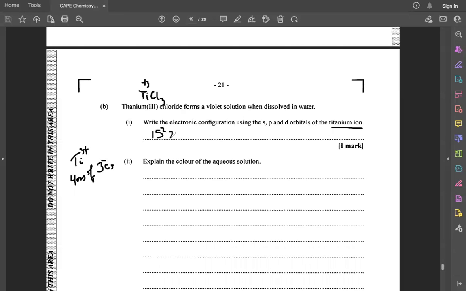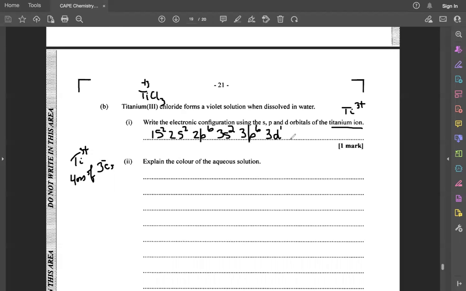And so if we're supposed to write the configuration, then it would be 1s2, 2s2, 2p6, 3s2, 3p6, and then 3d1, right? So that's what it would be for the Ti3+ ion, okay? So that's just this one, Ti3+ ion, right? All right, so that's our spd notation of the electronic configuration.